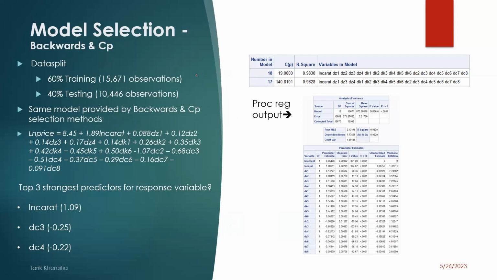So for the final model, the selection methods were backwards and Cp methods. We had a data split of 60% for training, 40% for testing. The same model was provided by both methods, and this is the final model.